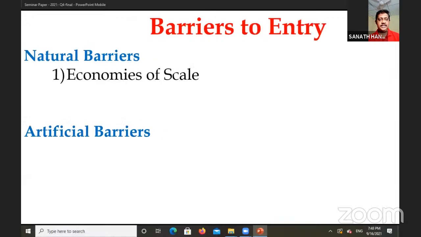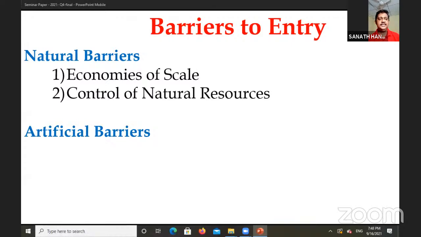Natural barriers are basically economies of scale and natural resources. Economies of scale means that when a firm is in the market for a long period, it can gain benefits called economies of scale. Natural resources, a good example: Middle East countries control the oil market. How do they get that ability? Because they have the natural resource.